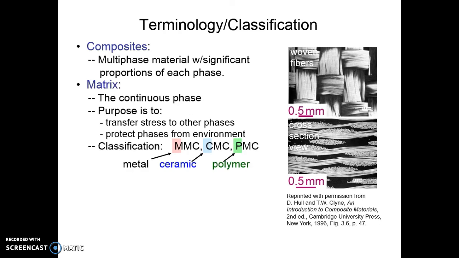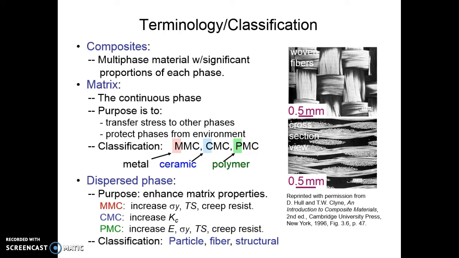We classify composites based on the constituent materials. The first constituent material is the matrix, which is a continuous phase. It transfers the stress to other phases and protects the phases from the environment. Based on the type of matrix material we can classify the composite material as metal matrix composite, ceramic matrix composite, or polymeric matrix composite.